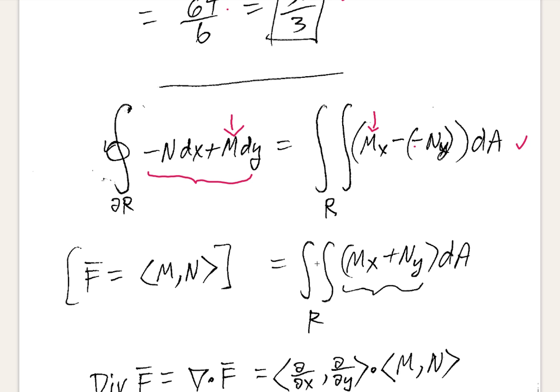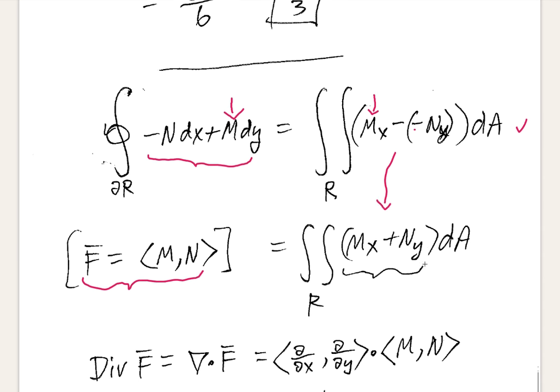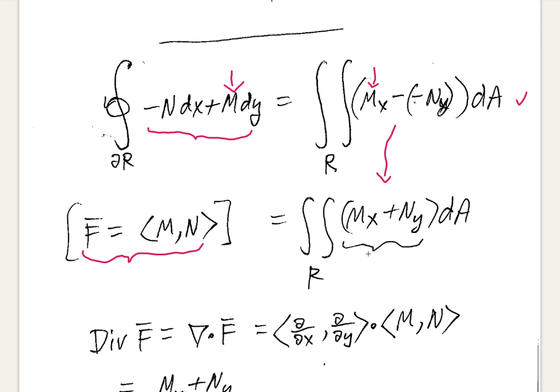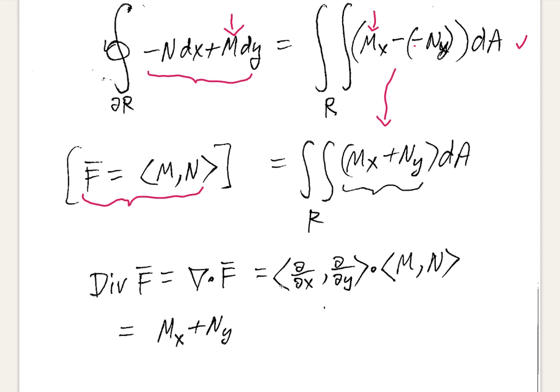Now I'm going to assume, and you'll see this is a convenience in just a second, m and n, like usual, for my vector field. That's F. What does this boil down to? That is m sub x plus n sub y. I know what that expression is. That's the two-dimensional version of what? Divergence.